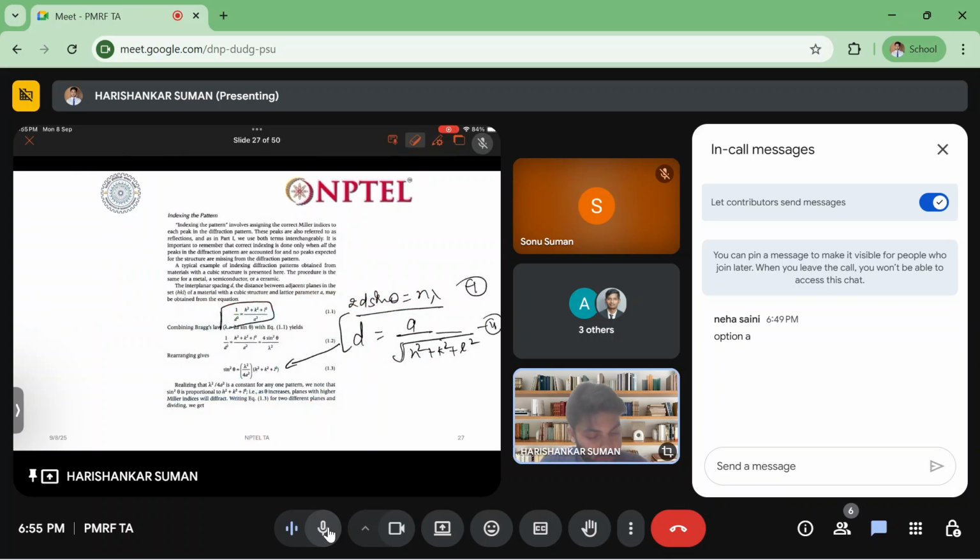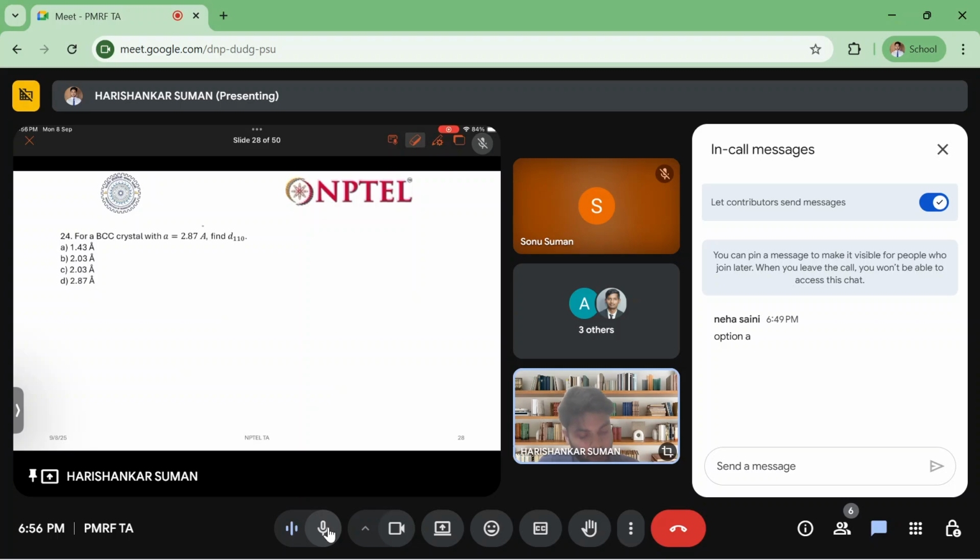So this formula we have already seen, but we can arrange it. Squaring, 2d sin theta equal to n lambda, and then we will get this equation. So we will use this equation in the upcoming session.